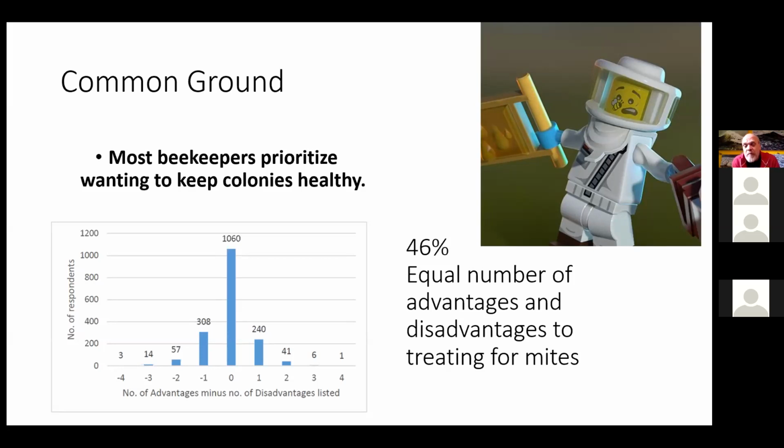It's also important to remember that 46%, most beekeepers, believe in a balanced approach: that you shouldn't treat if you don't need to, and there's an equal number of advantages and disadvantages to treating for Varroa. So that's the good news. There is that middle ground, but we still have these polarized extremes. And certainly as we develop messaging for these different groups of people who have these beliefs, we have to consider how we can code our message to make sure we're reaching different audiences.